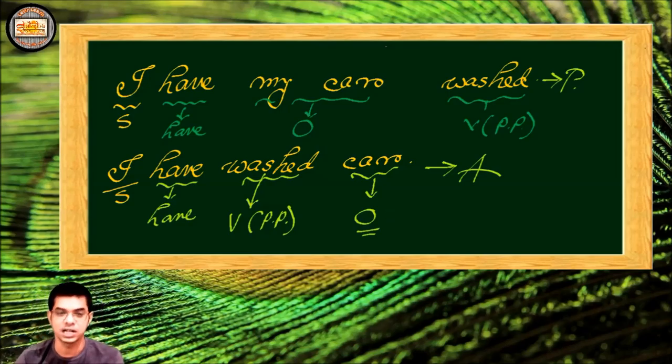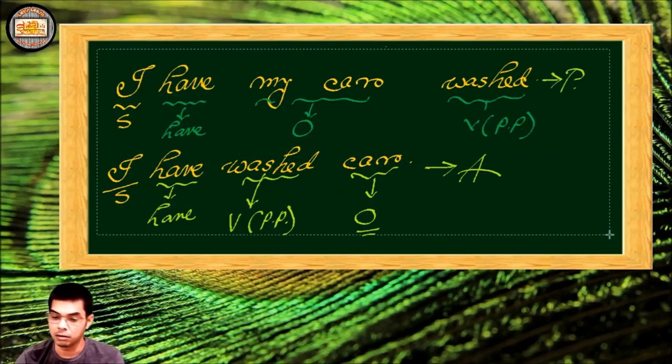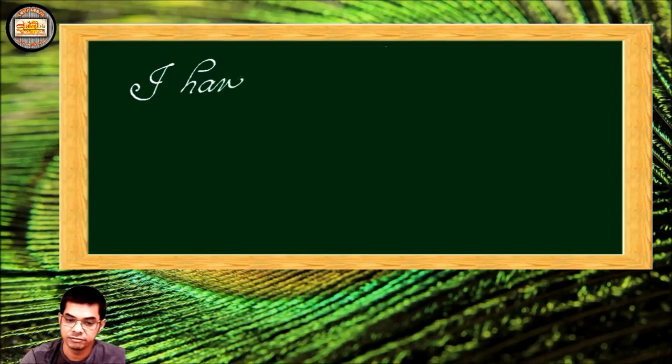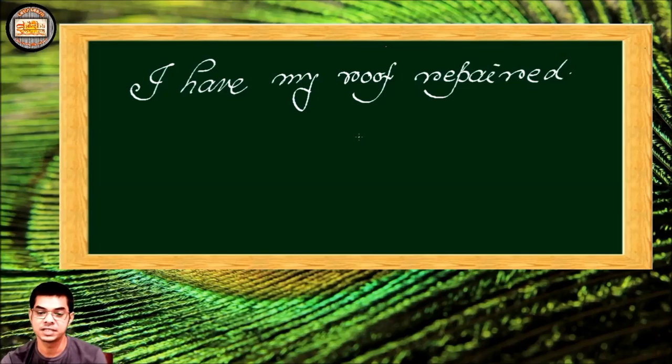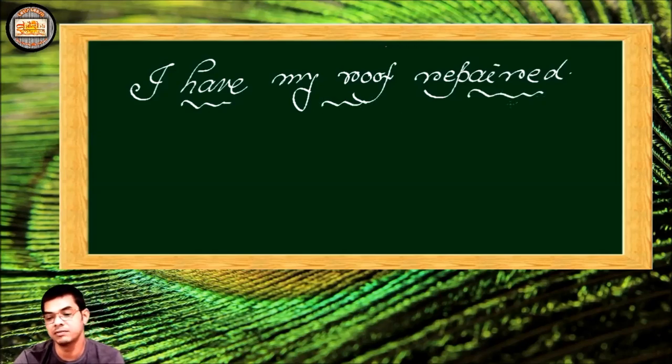Yes, dear friends, most of the time you get confused. Now let's find out some more sentences with this have passive. Suppose here I have produced another sentence. I have my roof repaired. Here also the same formula is used, that is have, then comes the object, and then verb plus past participle. So this is how we can produce passive sentences which look active, and obviously it's done in present perfect tense.